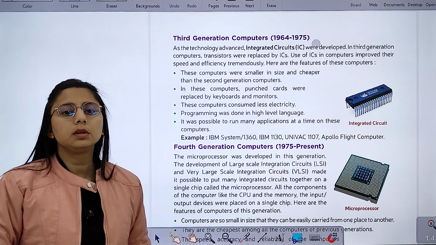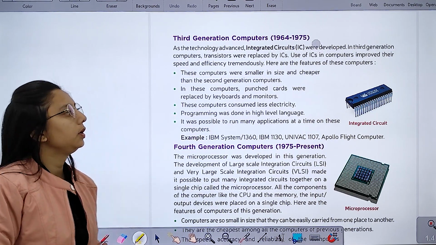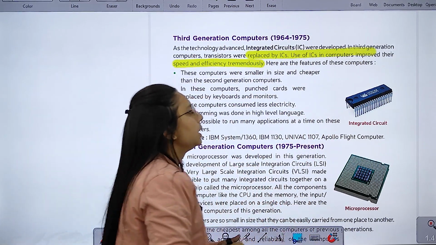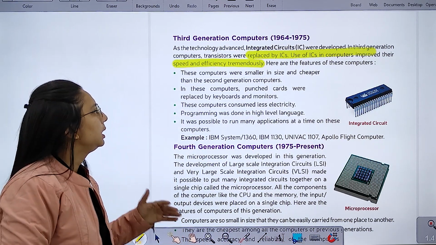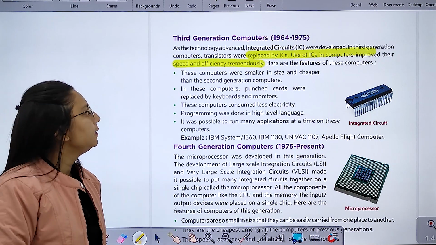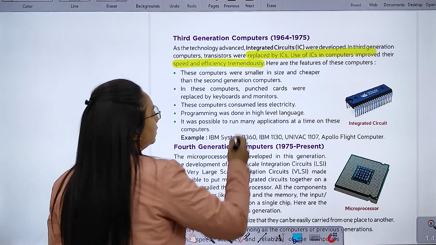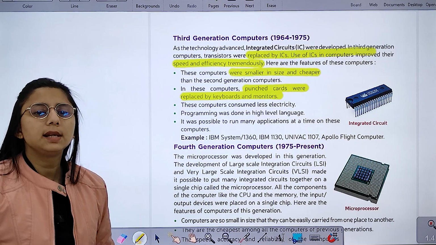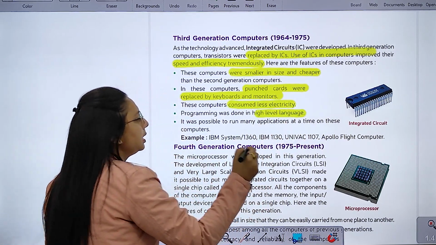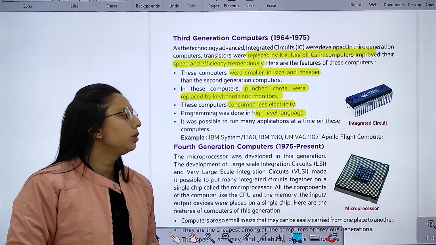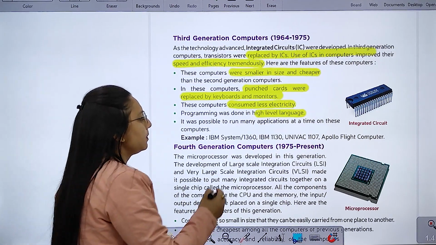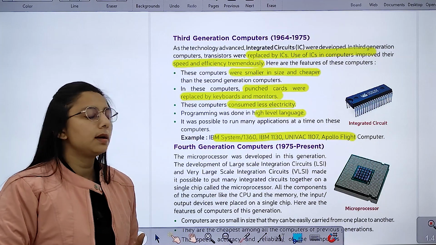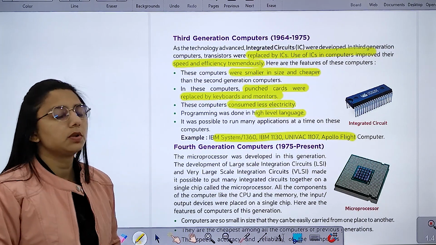Now we have third generation computers. In this, integrated circuits, that is ICs, were used. Use of ICs improved their speed and efficiency. The computers were smaller in size and cheaper. Punch cards were replaced by keyboards and monitors. They consumed less electricity, and programming was done in high level language. It was possible to run many applications at a time on these computers. IBM System 360, IBM 1130, UNIVAC 1108, Apollo flight computer: these are all examples of third generation computers.